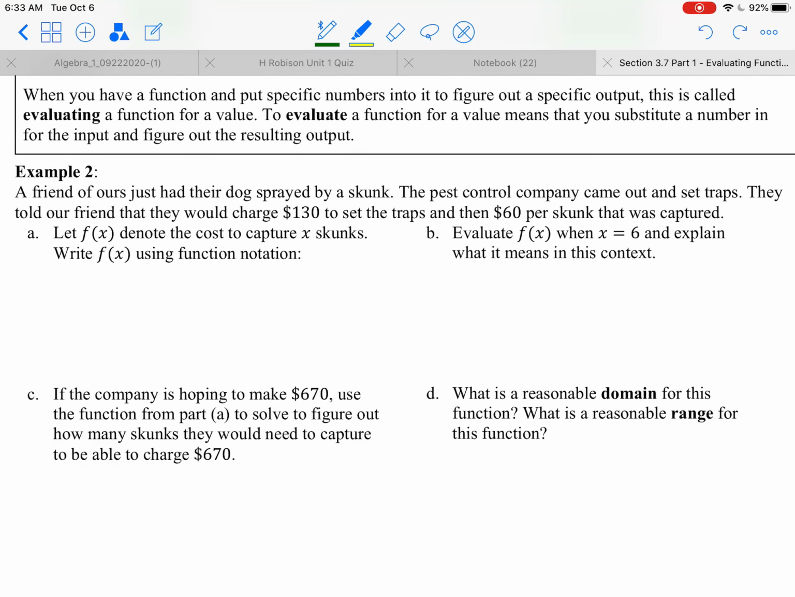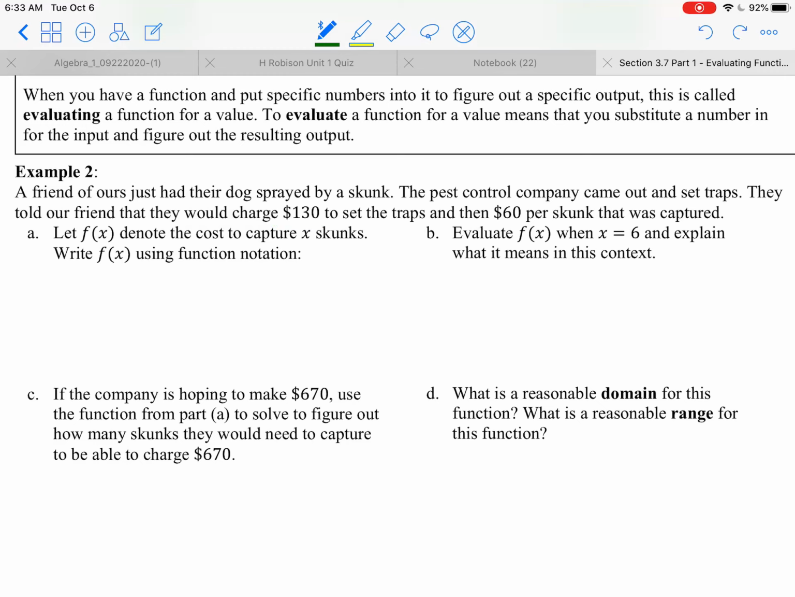But okay, another example. This is actually a true story. A friend of ours, we live in Westerville, had their dog sprayed by a skunk, and they called the pest control company because the skunks just run around everywhere, especially in the spring. The company came out and set up traps to try to capture the skunks. And they told our friend that they would charge $130 to set up the traps.